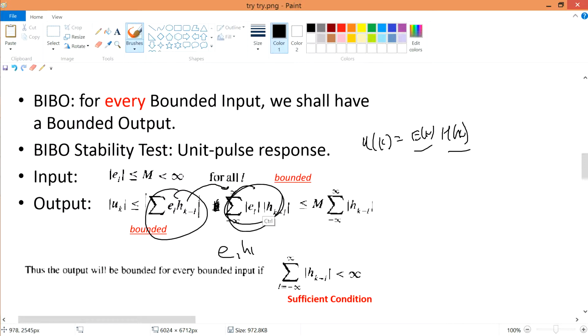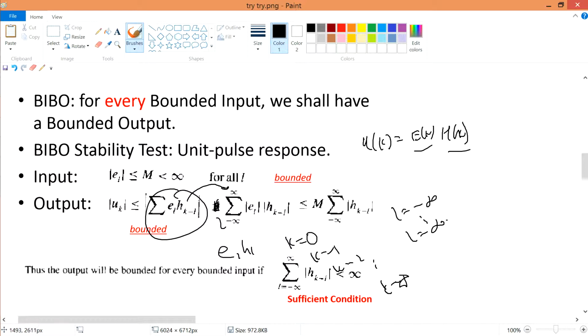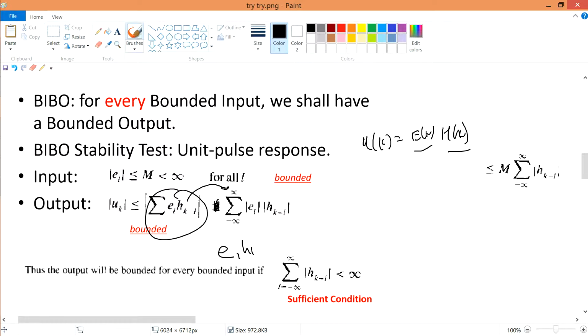If I were to run this from k equals 0, k equals 1, k equals 2, all the way to k equals infinity, and then summation together with L equals minus infinity to L equals infinity. So it's a little bit subtle, but you kind of get what I mean. But anyway, the summation of all this must be smaller than infinity. So in other words, if I bring this all the way out, I should say that it must be smaller than infinity.